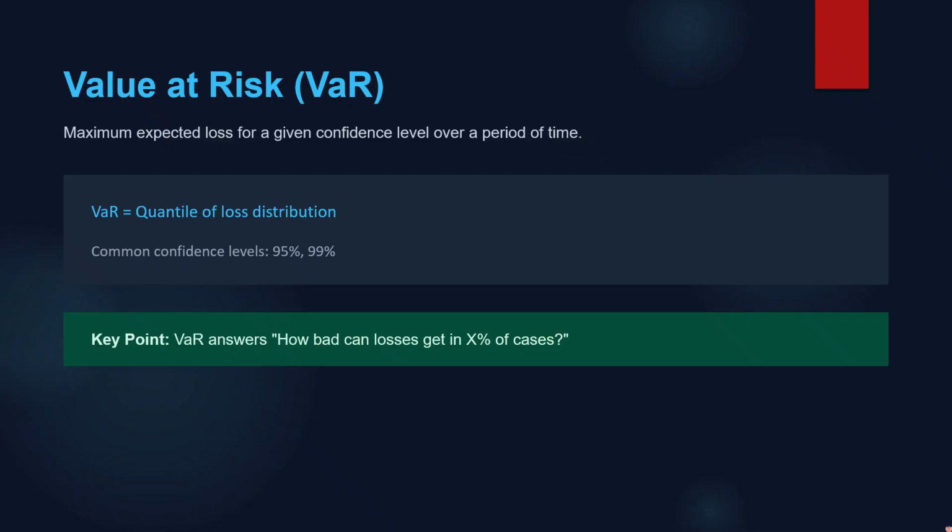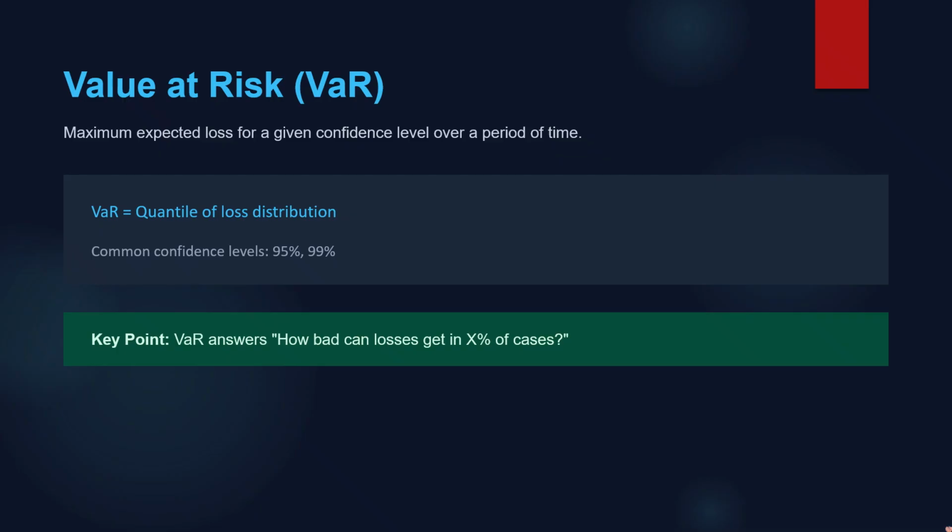Now let's dive into the most widely used quantitative risk measure, value at risk or VAR. VAR is defined as the maximum expected loss for a given confidence level over a specific time period. Let me break that down because the definition is crucial. VAR equals the quantile of the loss distribution. If you map out all possible losses and their probabilities, VAR is the loss threshold that will not be exceeded with a certain probability. The common confidence levels used are 95% and 99%.